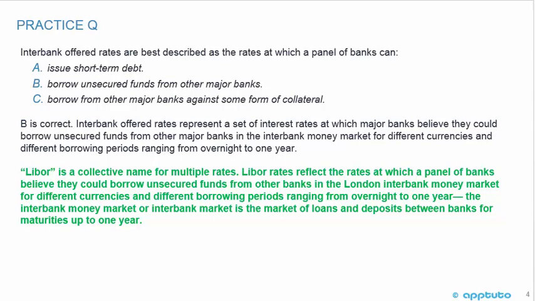Interbank offered rates are best described as the rates at which a panel of banks can borrow unsecured funds from other major banks. Interbank offered rates represent a set of interest rates at which major banks believe they could borrow unsecured funds from other major banks in the interbank money market for different currencies and different borrowing periods ranging from overnight to 1 year. I put it in bold and green there, cut and pasted from the very first slide, okay? So that's a definition of interbank offered rates and LIBOR that you absolutely need to memorize.